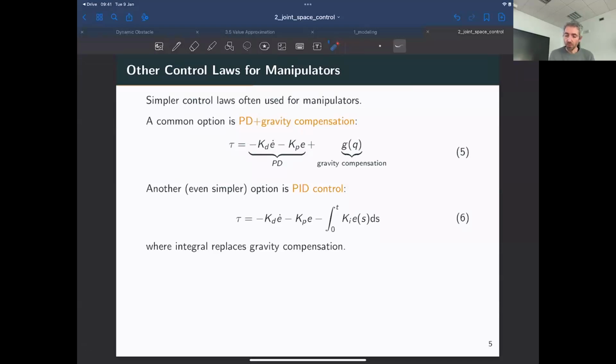And if you're super lazy, you don't even want to compute the gravity compensation, you can replace gravity compensation with just an integral error term, which is going to act as a gravity compensation, just slower to converge to the correct value. But if your robot moves slowly, then you don't care. And this works as well as the gravity compensation. Both these control laws are stable and ensure convergence to the target joint angles.